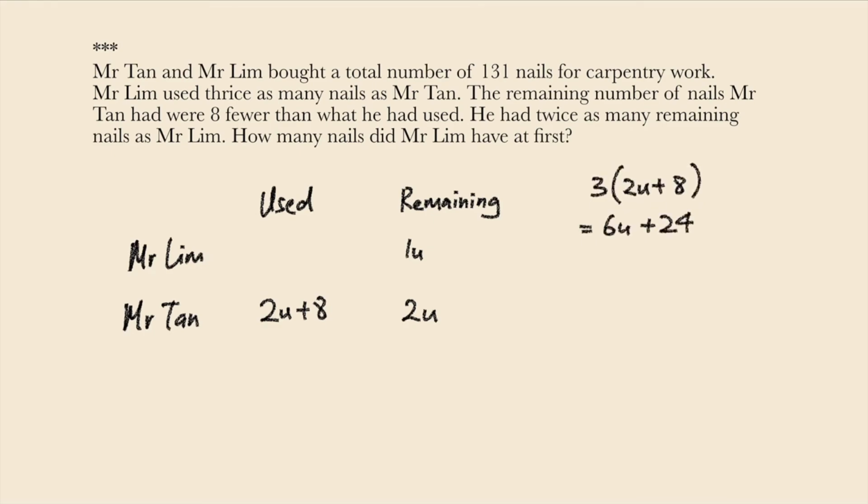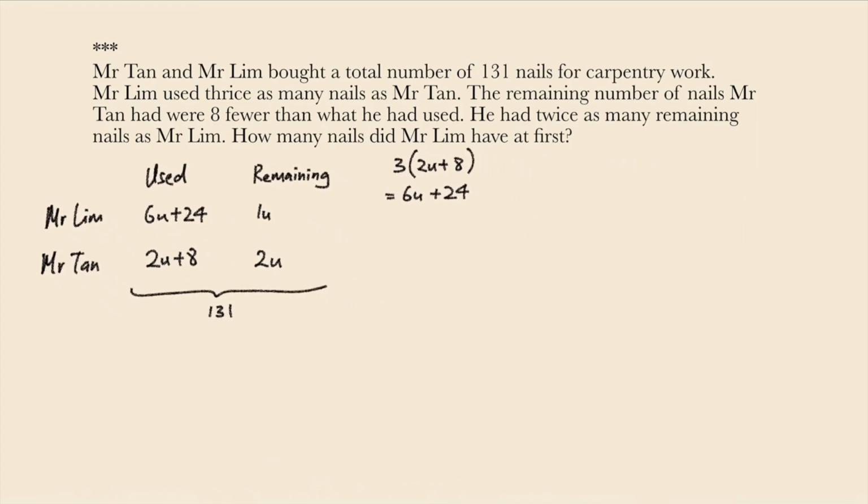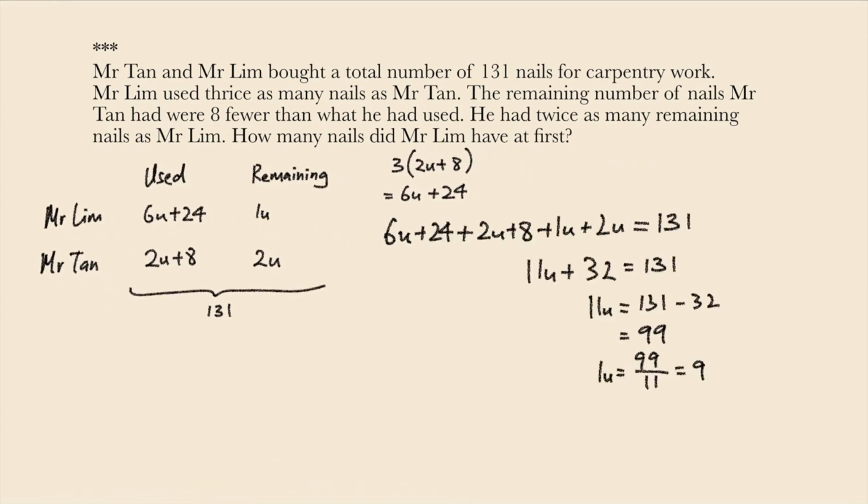Alternatively, you can just do multiplication. 3 times 2u plus 8. Okay, think of this as 3 times 2u, that's 6u, and 3 times 8, that's 24. So right now I can say Mr. Lim used 6u plus 24. So to put this all together, the total is 131, and this is where we can form our equation. So counting everything together, 6u, 24, 2u, 8, 1u, and 2u, everything together, that adds up to 131, and we can find 1u being 9.